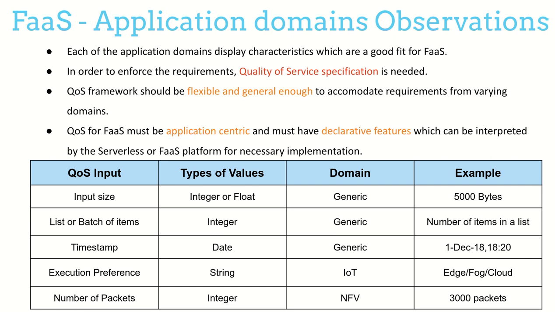Let's look at some sample QoS inputs that we can get from all these domains. Input size is one such parameter, where the size of the input can be specified as a number or an integer, and timestamp is another. Execution preference is another such thing. In the case of the IoT domain, the execution preference can be edge, fog, or cloud, and the number of packets entering a particular service can be a QoS input. Based on that, certain resources and so on can be allocated for that particular function.